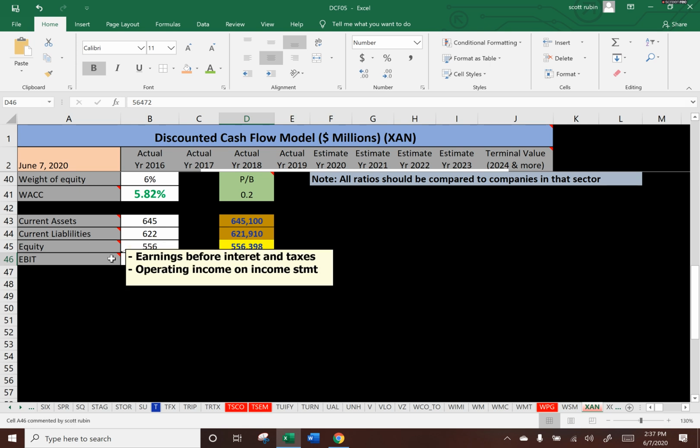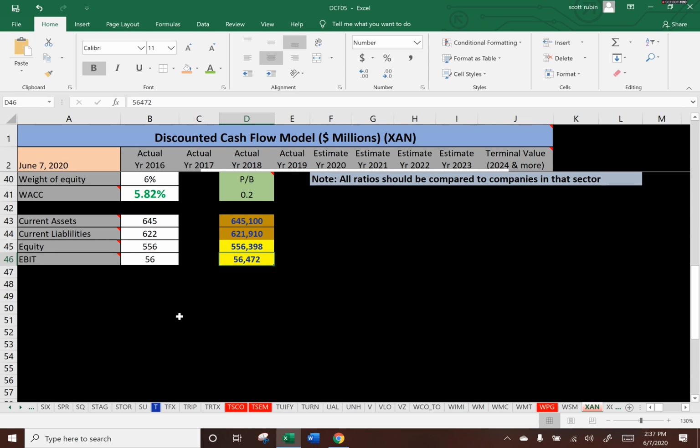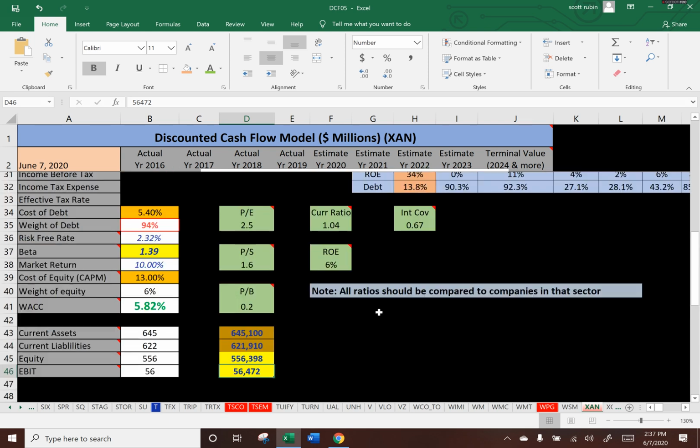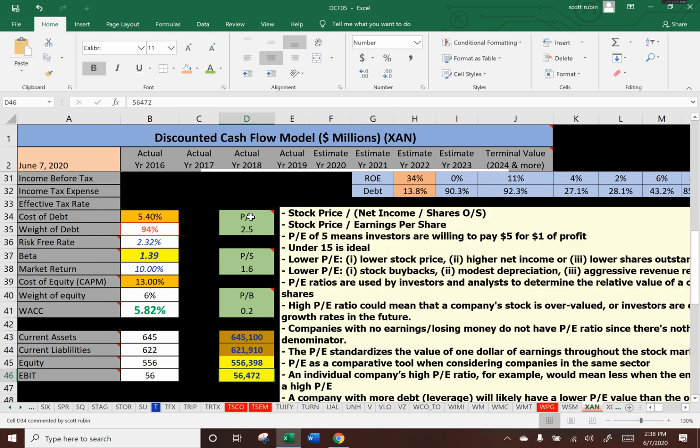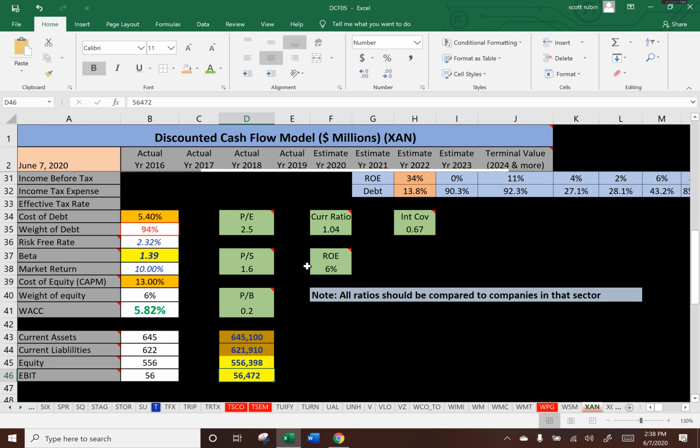And EBIT is earnings before interest and taxes, or operating income. So now let's look at the ratios. A PE, price over earnings, I generally look for under 15 for a good deal, and this is a really low PE because the price has come down so much, so the PE has come down a lot. So it does look attractive on a PE basis.